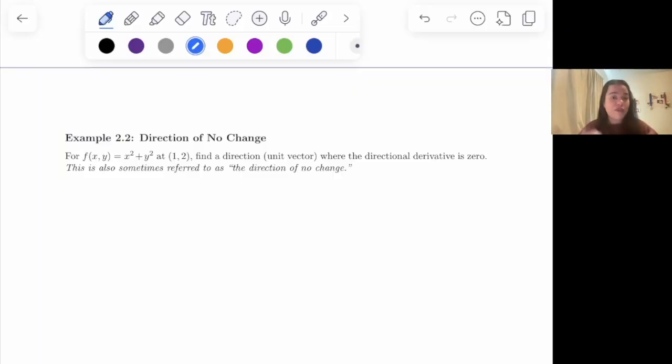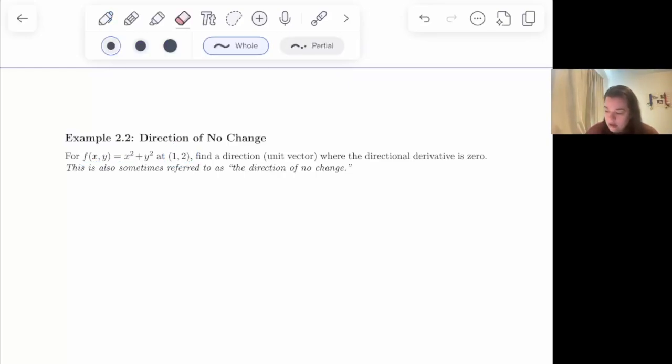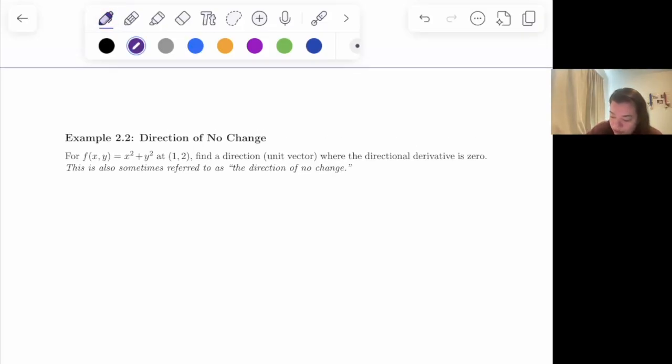So our job is to figure out what direction that would be. You're standing on your mountain F at a certain point. Your job is to find what trail or path you should walk so that your slope will be 0 when you initially start. To do this, it's a little bit tricky. It takes a little bit of faith in what we're doing. So first, let's find the gradient of f at the point in question.